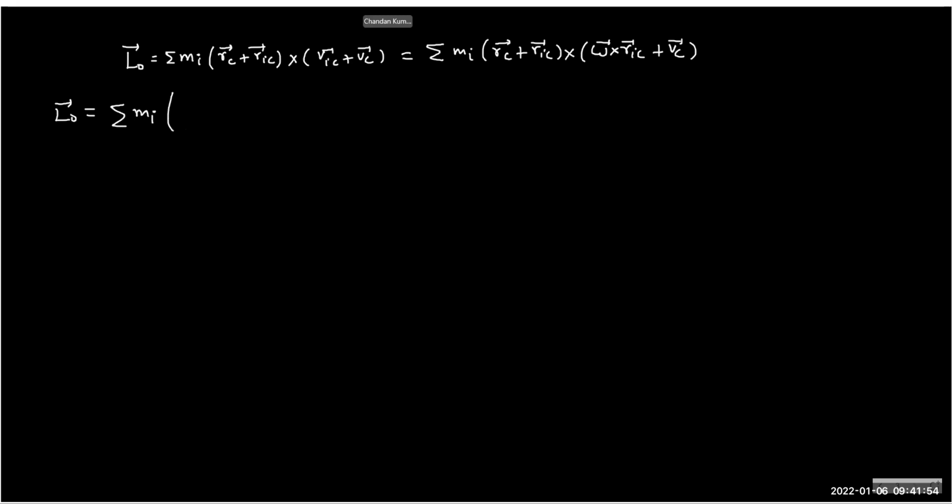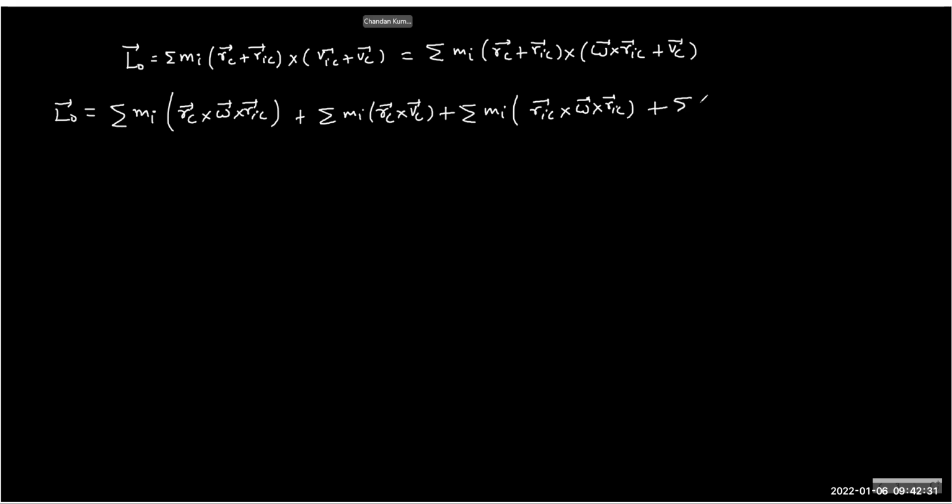Then the first term will go with the first term: Rc cross omega cross Ric, and the second term is summation of mi Rc cross Vc, and the third term is summation of mi Ric cross omega cross Ric, and the fourth term is summation of mi Ric cross Vc.